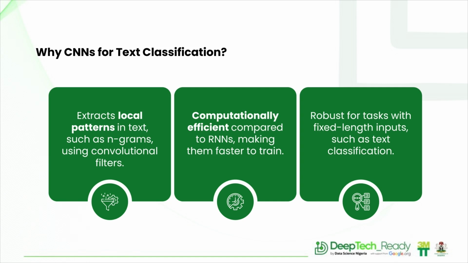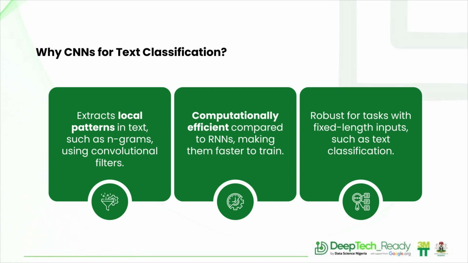Additionally, convolutional neural networks are particularly well suited for tasks that have fixed length inputs, such as sentiment analysis or document classification. This is because they excel at identifying significant patterns regardless of their position in the input. This combination of pattern recognition, efficiency, as well as robustness makes CNNs an ideal choice for text classification tasks in natural language processing.